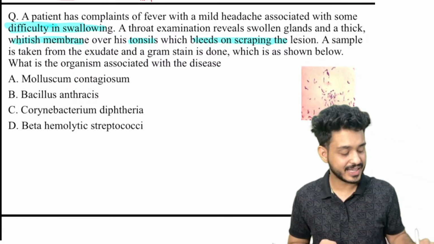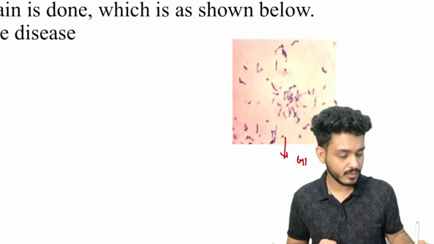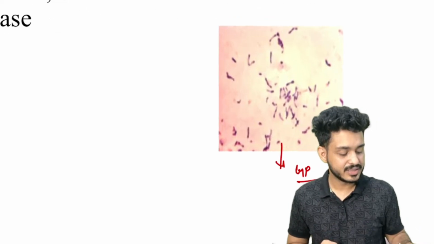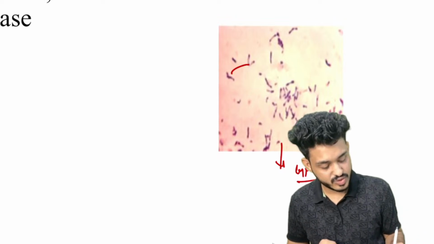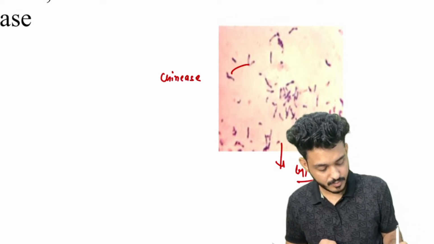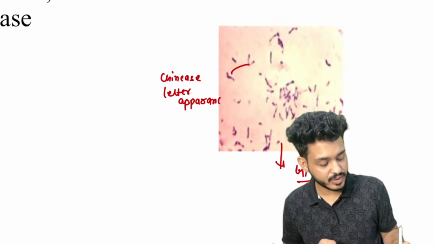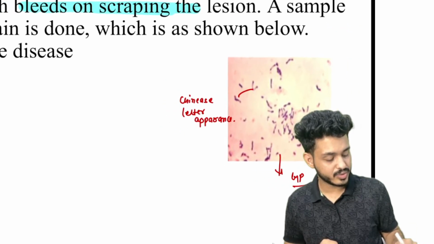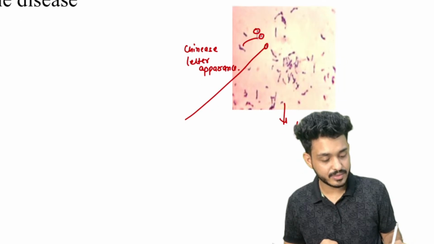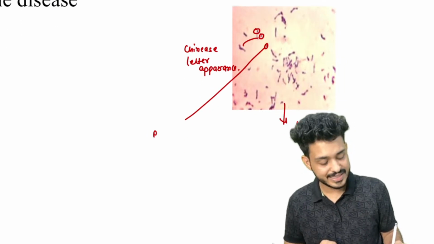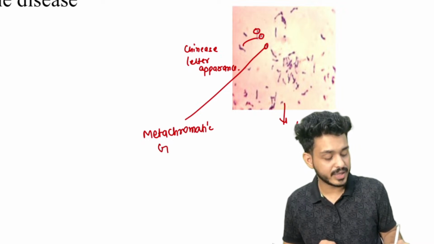This is your Corynebacterium diphtheriae. First thing you will find, it is a gram-positive bacteria. Second thing, you can appreciate the appearance you are finding here: the Chinese letter appearance. And the most important thing you need to remember for further questions are these granules that you are seeing. What are the different names of these granules? These are known as metachromatic granules.